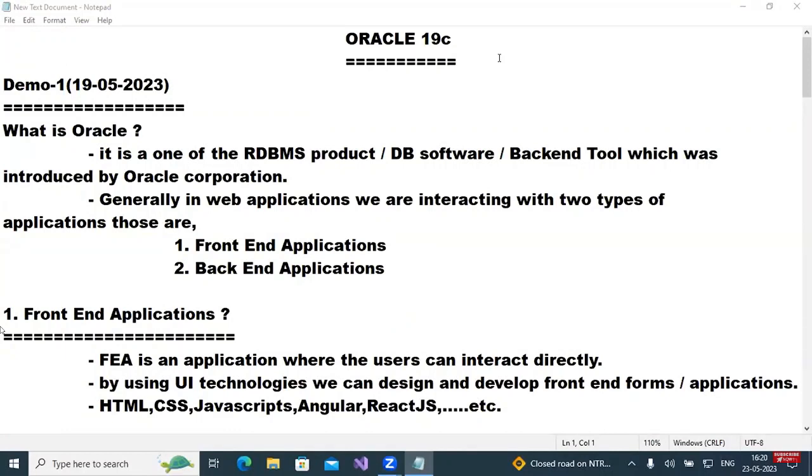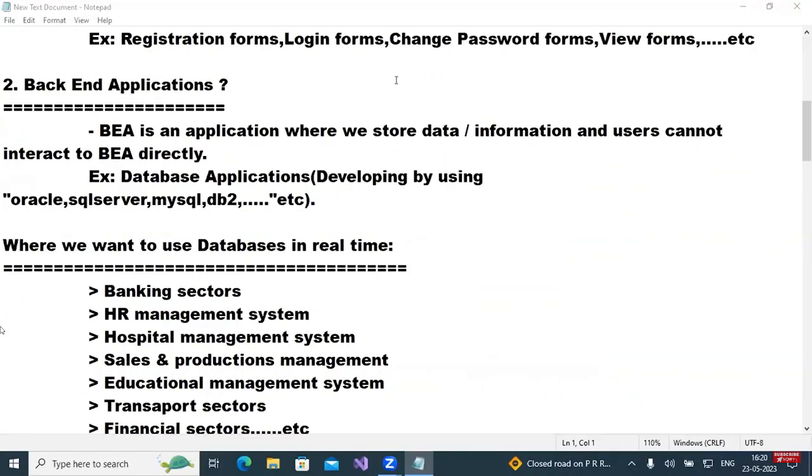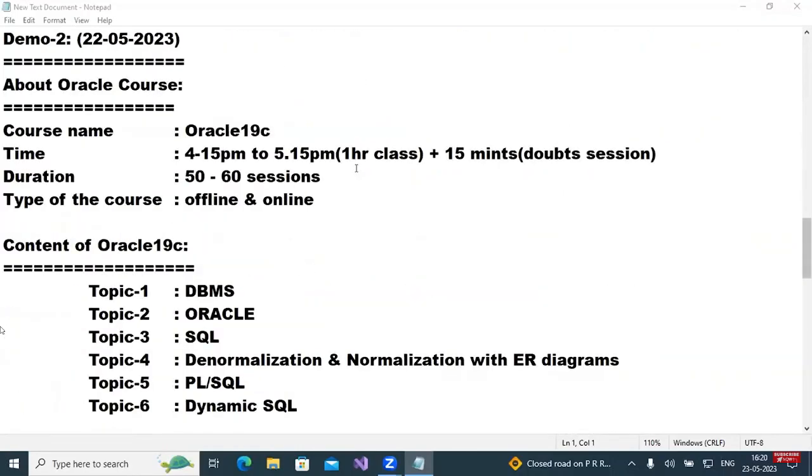Yesterday, in your second demonstration, I gave some information about your course, what we are going to be learning, what concepts we are going to be covering in this course, and what the duration and timings are. If any newcomer is there, offline or online, this is the information about your course, duration, timings, and contents of your Oracle.